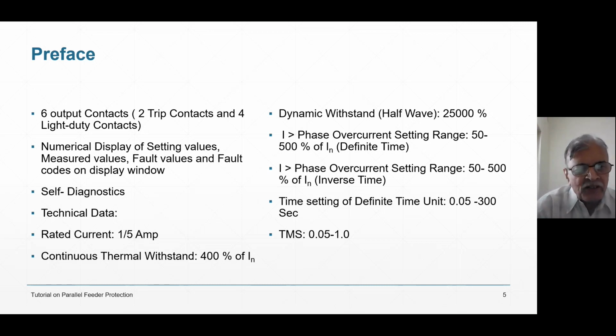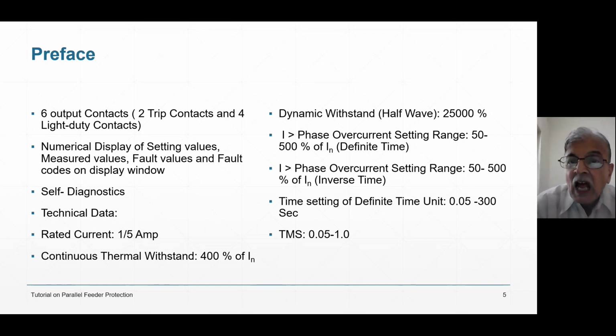What is the technical data which is usually important? Relay is available in 1 ampere version, 5 ampere version. Continuous thermal withstand 400%. So from 1 ampere relay, if you pass 4 ampere for 365 days and 24 hours, nothing will thermally happen to the relay. Relay will not be damaged. Dynamic withstand, that is for half wave, 25,000%, right? 250 times the rated current you can pass for half wave.